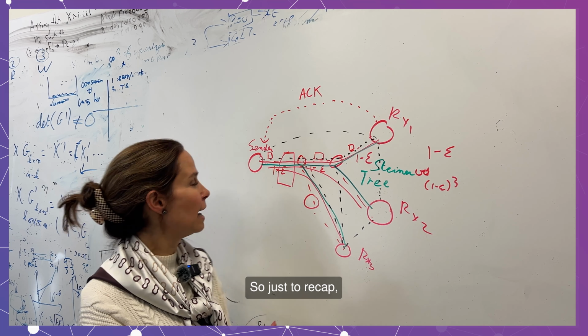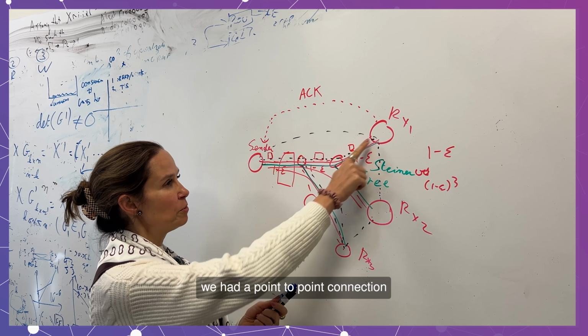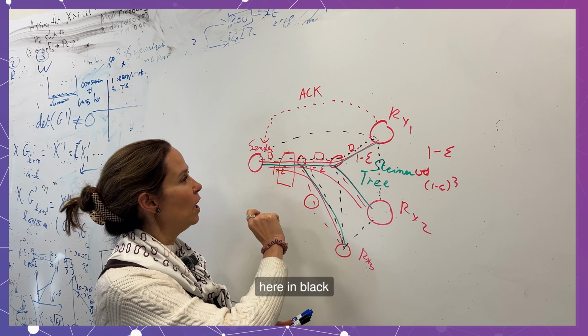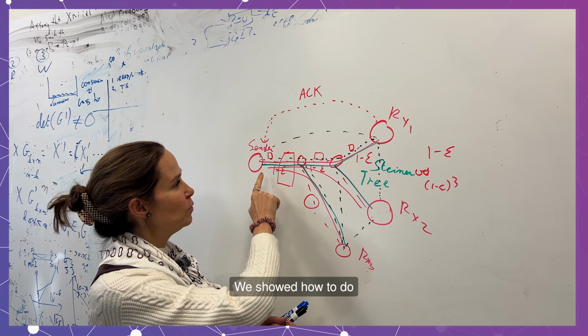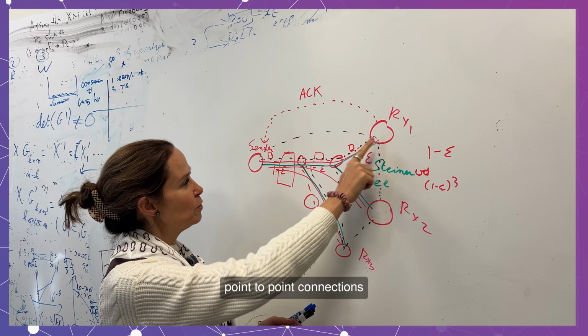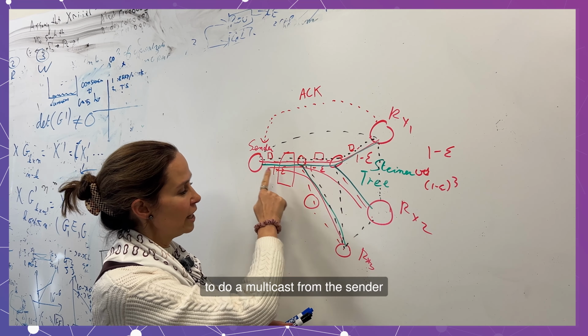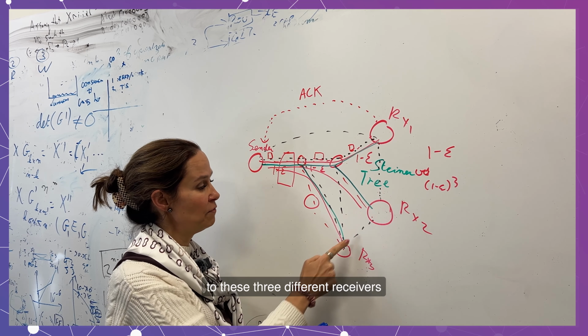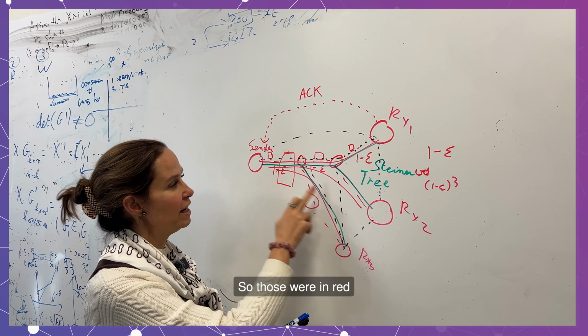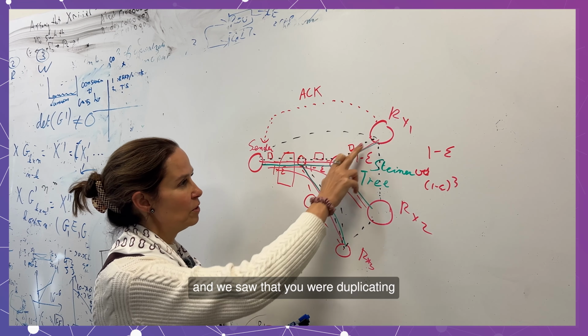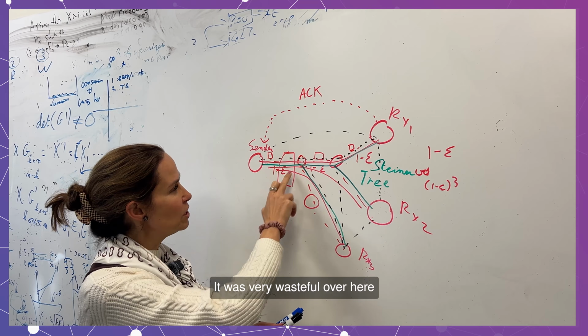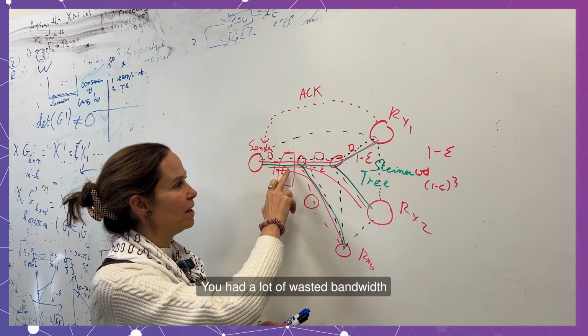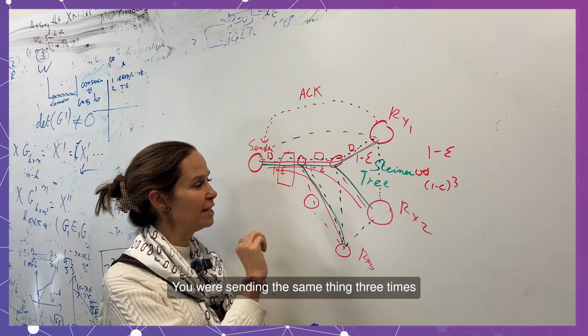So just to recap, we had a point-to-point connection here in black. We showed how to do point-to-point connections to do a multicast from the sender to these three different receivers. So those were in red, and we saw that you were duplicating. It was wasteful. Over here, you had a lot of waste of bandwidth. You were sending the same thing 3 times.